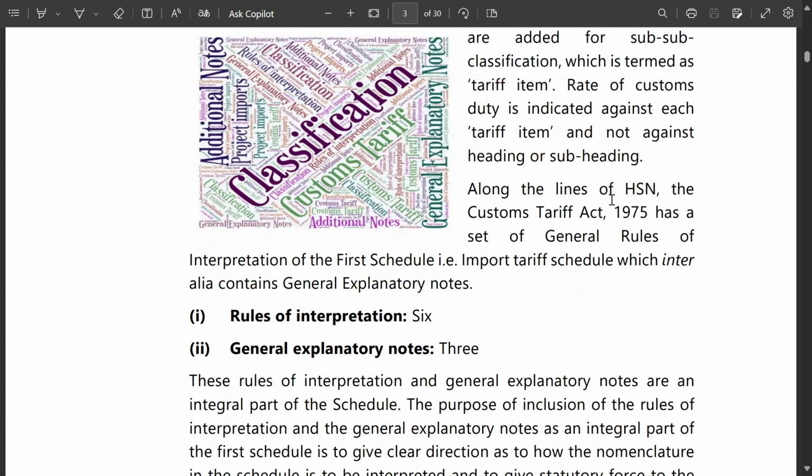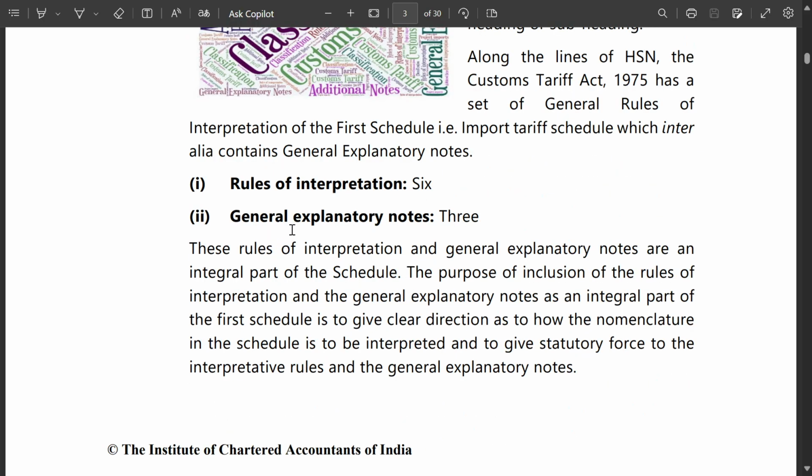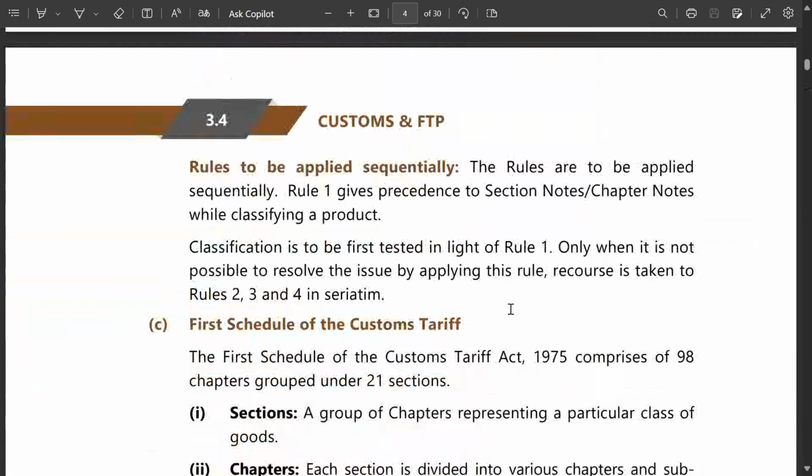Along with the HSN, the Customs Tariff Act 1975 has a set of general rules for interpreting the first schedule, that is the import tariff schedule, which contains general explanatory notes. The rules of interpretation are 6 and the general explanatory notes are 3. The rules of interpretation and the general explanatory notes are an integral part of the schedule. Their inclusion as an integral part of the first schedule gives a clear direction as to how the nomenclature in the schedule is to be interpreted and gives statutory force to the interpretive rules and the general explanatory notes.